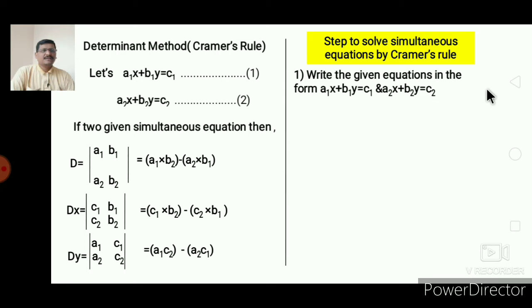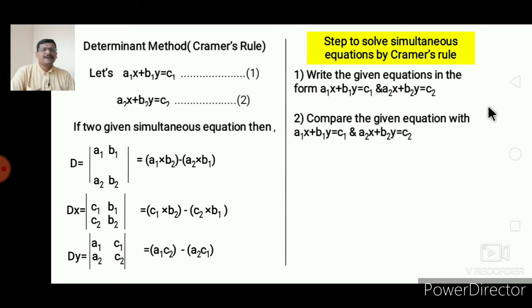Steps to solve simultaneous equations by Cramer's rule. First step is to write the given equations in the form a1x plus b1y is equal to c1 and a2x plus b2y is equal to c2. Next step, compare the given equations with a1x plus b1y is equal to c1 and a2x plus b2y is equal to c2, and write the values of a1, b1, c1, a2, b2 and c2.